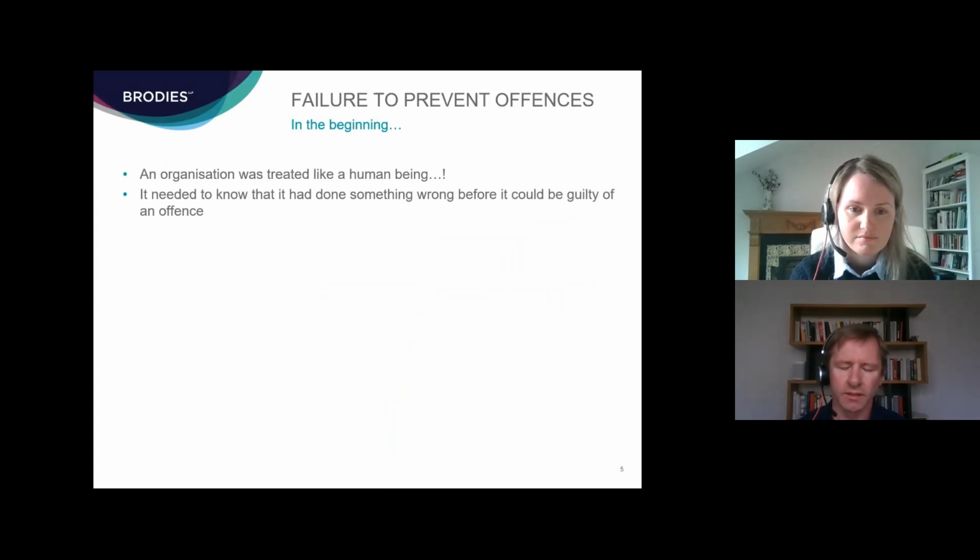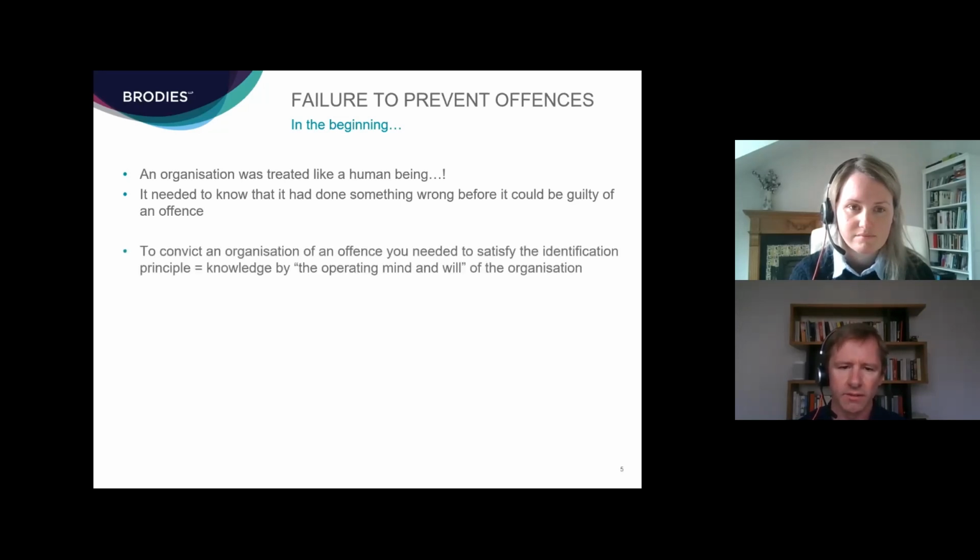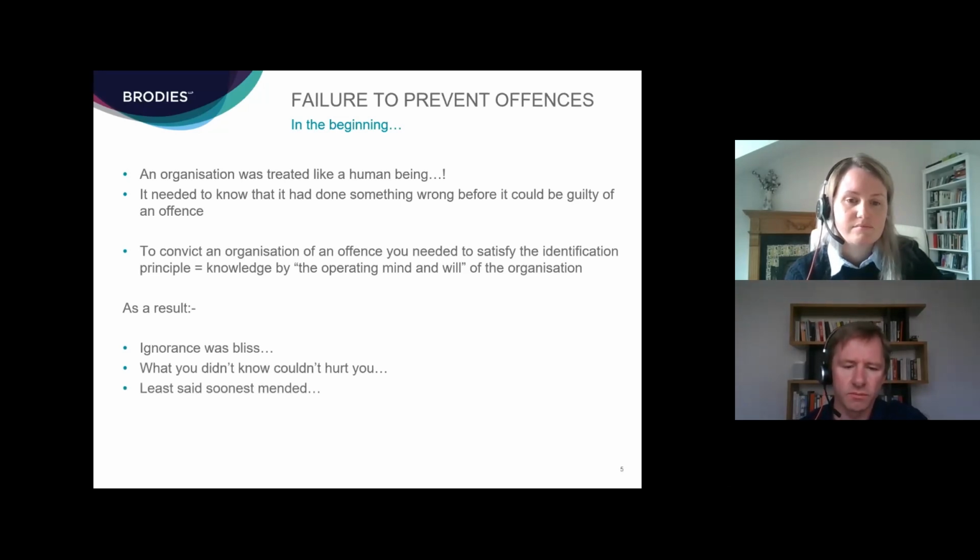There had to be a brain and a decision maker in the company, and you had to locate that person as having knowledge or intent for there to be criminal conduct by the company. So that brain needed to know that it had done something wrong before it could be guilty of an offence. And we talk about that as the operating mind and will, or the identification principles. You had to find that senior person before the company could be guilty. And that meant that if you were a large company in particular, ignorance was bliss. If you didn't know about something, it couldn't hurt you. And the least said about bad things, the soonest it was mended.